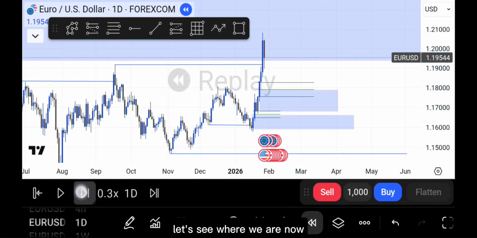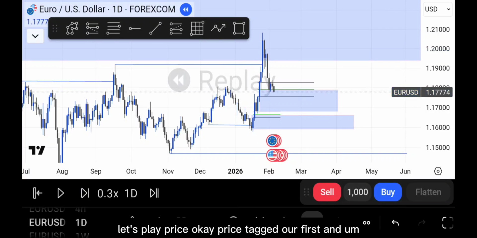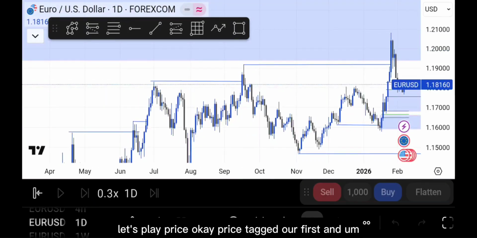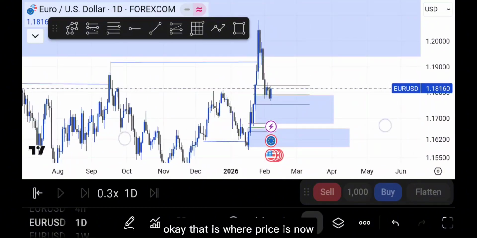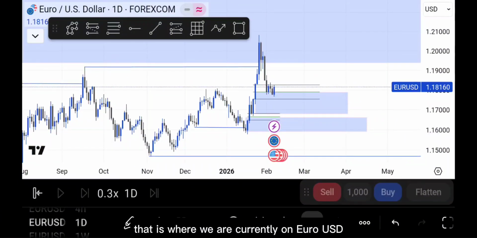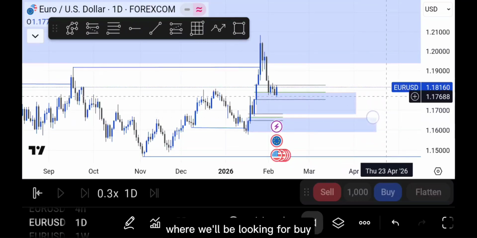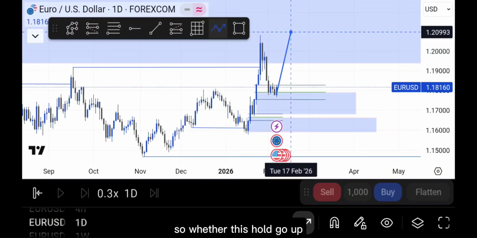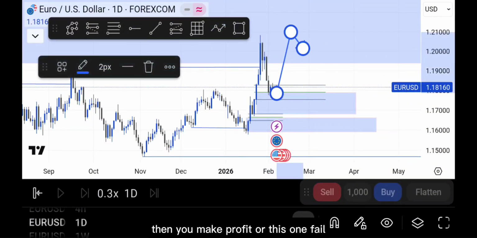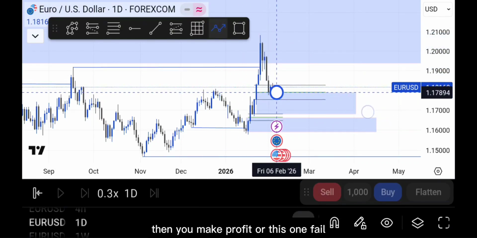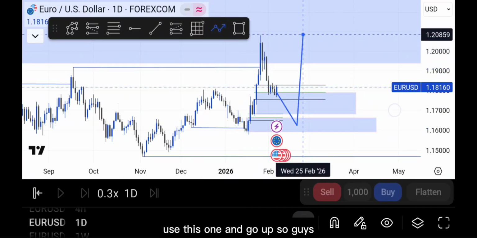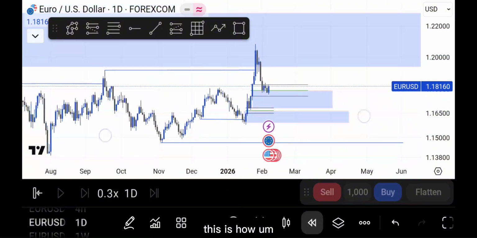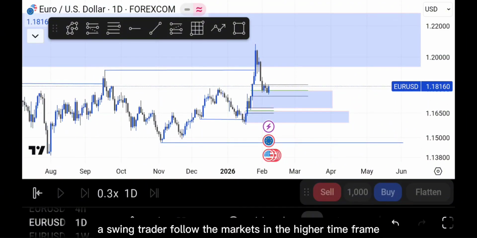Let's see where we are now. Let's play price. Okay, price tagged our first, and that's where price is now. That is where we are currently on EURUSD. We are on our first point of interest where we'll be looking for buys. So whether this holds and goes up, then we make profit, or this one fails, we use this one and go up. So guys, this is how a swing trader follows the market in their time frame.